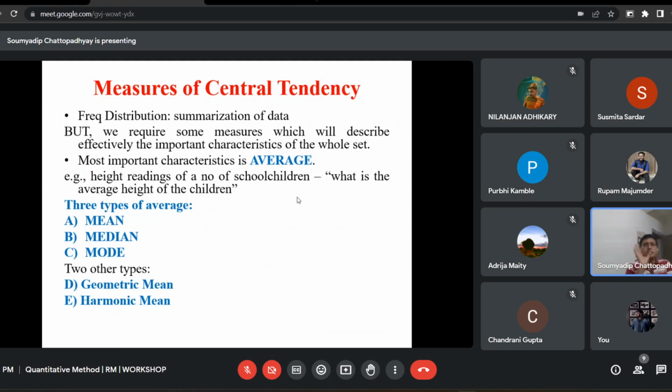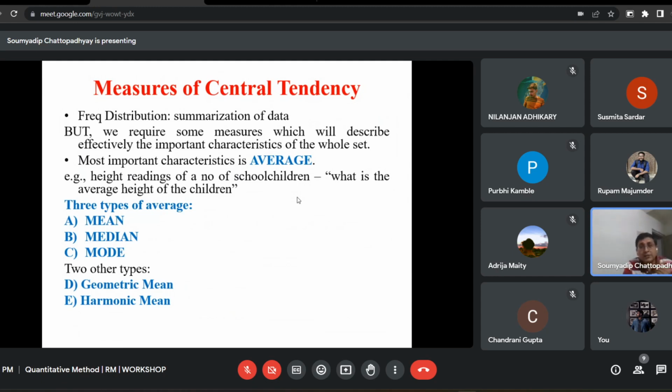Apart from the tabular representation of data, sometimes as a researcher, we need to understand certain key or central characteristics of a particular set of data. For example, suppose you want to investigate the political participation of a particular group of people in a city. If that is the case, then it is not always possible to go to every person and try to understand their political participation.